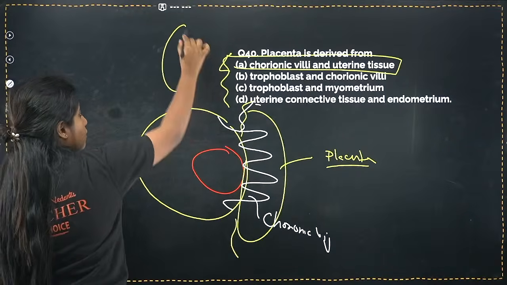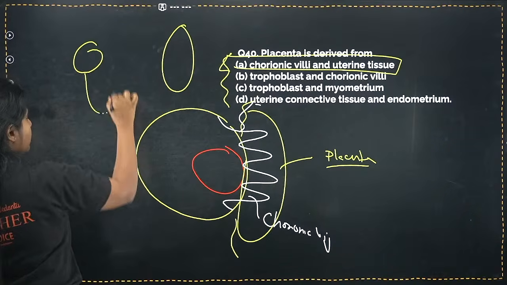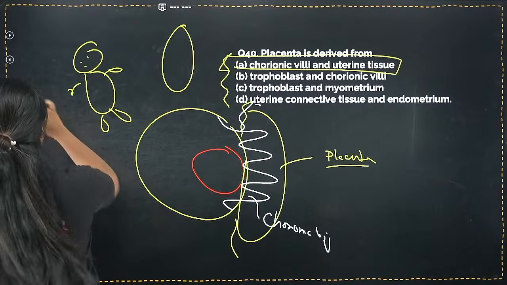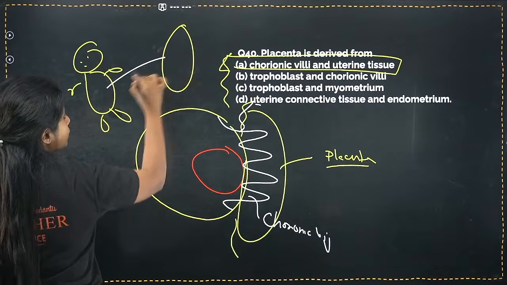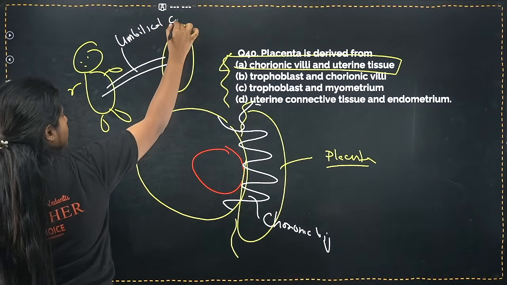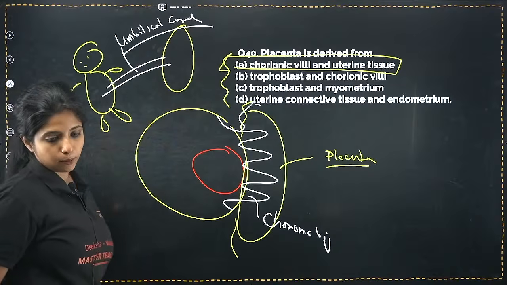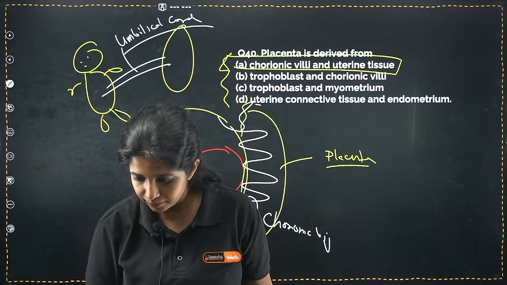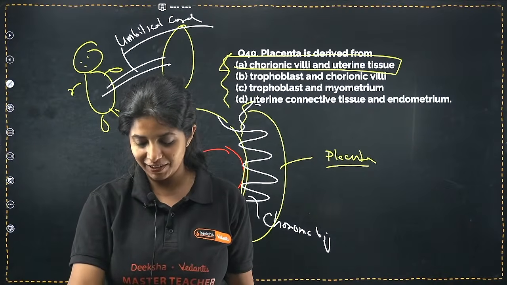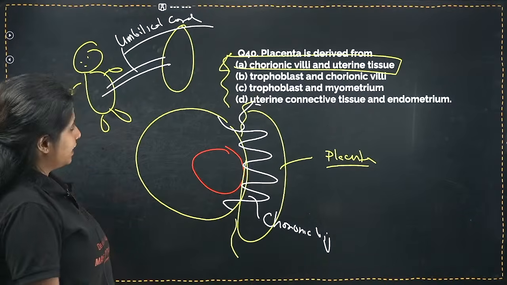And once the placenta is formed, you need to know that there is the baby right over here, and over here you have the placenta. Both of them are attached with the help of one very important thing, which is known as the umbilical cord. Always remember that. Done? A is the answer.